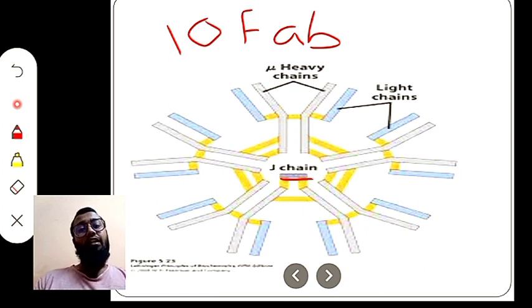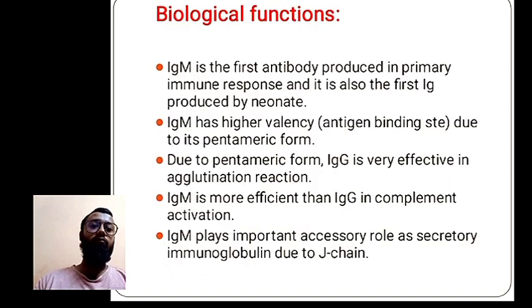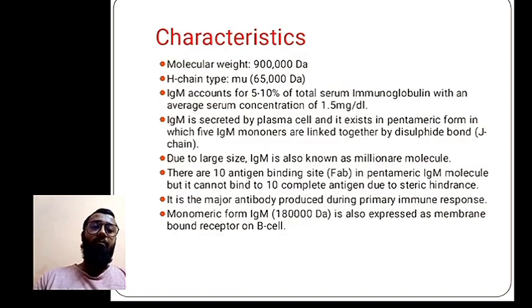But not all of them are bound by antigens, because due to the steric effect, if all of them were bound, structural stability would not be achieved by the IgM. So 3 to 4, or mainly 3, antigens are bound by the IgM. Let's see the other characteristics. Due to the large size of the IgM, it is also known as the millionaire molecule.